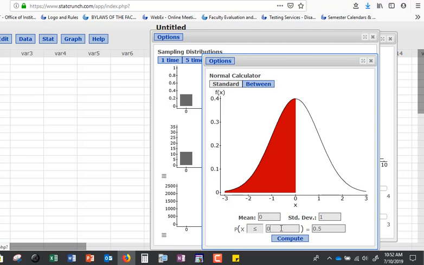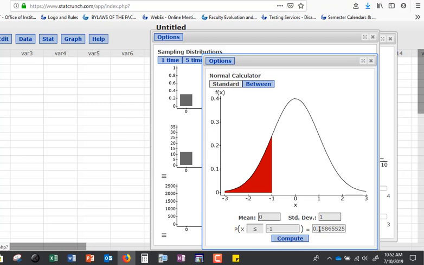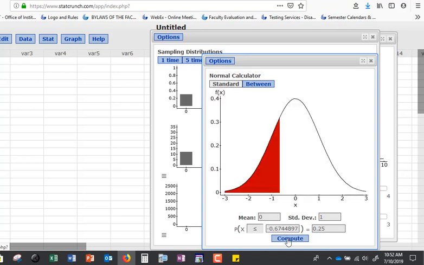So you can use this both ways. If you wanted to find the probability of, or the area to the left of -1, you can do that. Or you can also say 25% of my data is to the left. What's the z-score that corresponds to that?